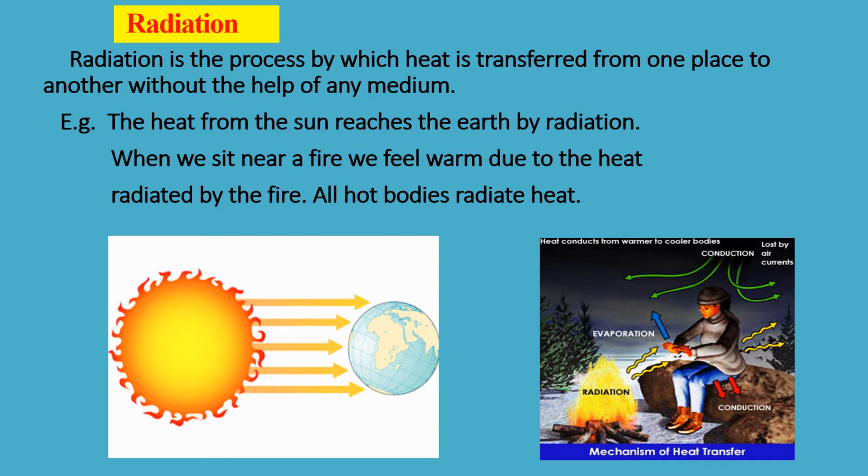All hot bodies radiate heat. One very good example is the rocks that get warmed up under the sun. They are radiating objects. All objects which absorb heat from the sun start to radiate heat after some time. When they become hot, a hot object radiates heat.